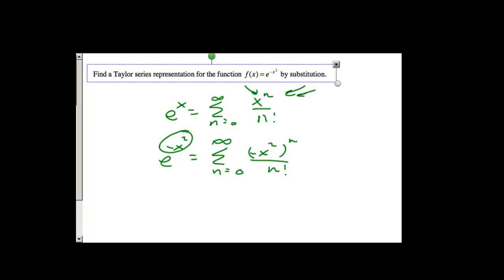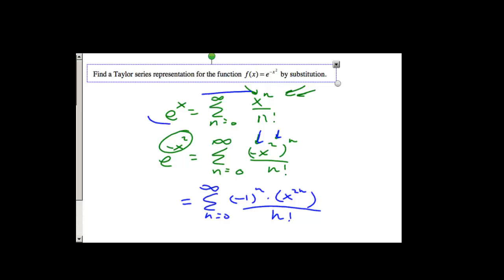And then we can distribute the exponent. So this would equal the sum from n equals 0 to infinity of negative 1 to the n times x squared to the n, which is x to the 2n, all over n factorial. And we get the exact same thing. So when we have a composite function, we can just go right to the series notation and do the composite substitution.